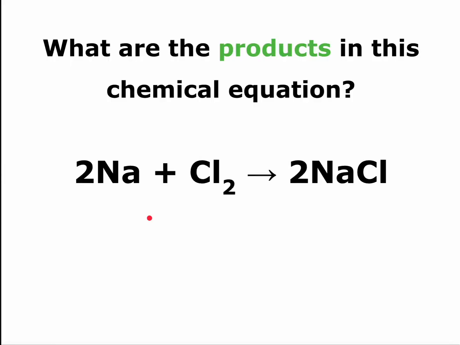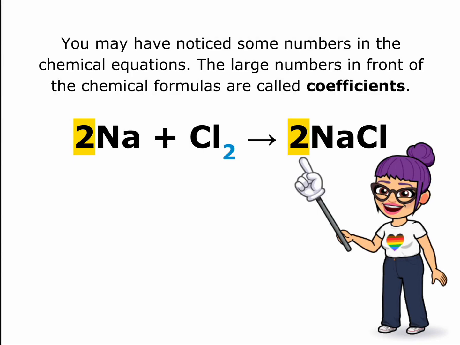All right, last one, what are the products in this chemical equation? We have sodium reacting with chlorine to produce sodium chloride or table salt. That's right, the product is the sodium chloride. Well done.